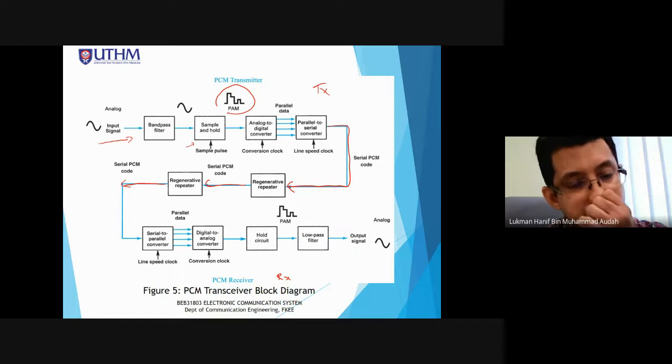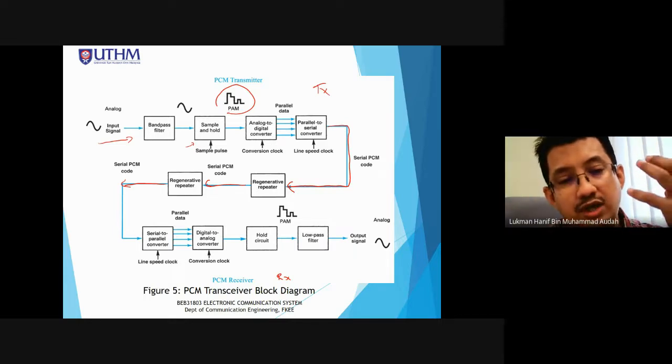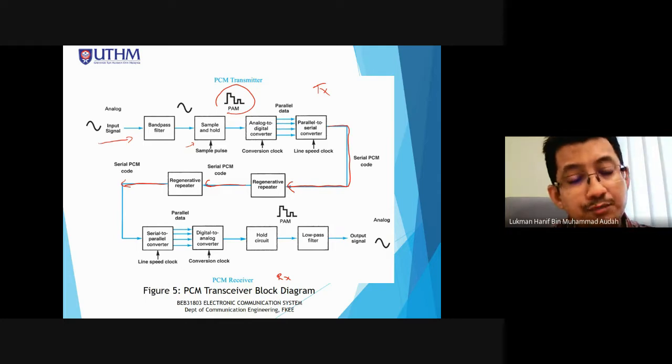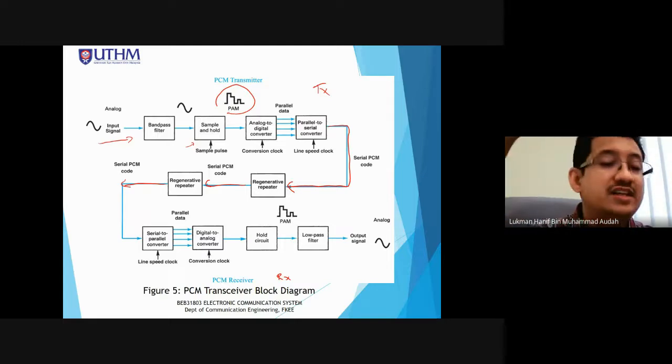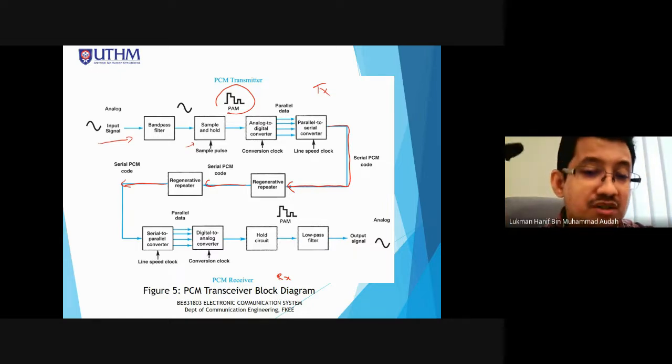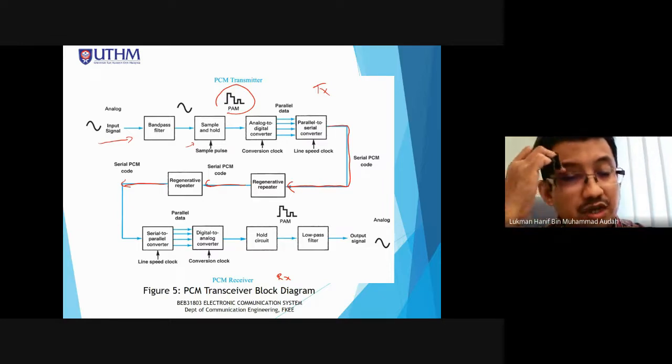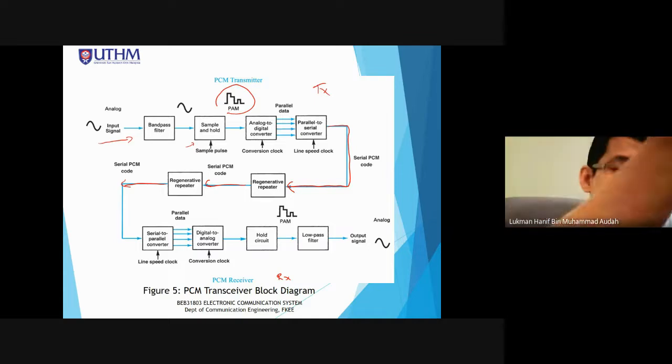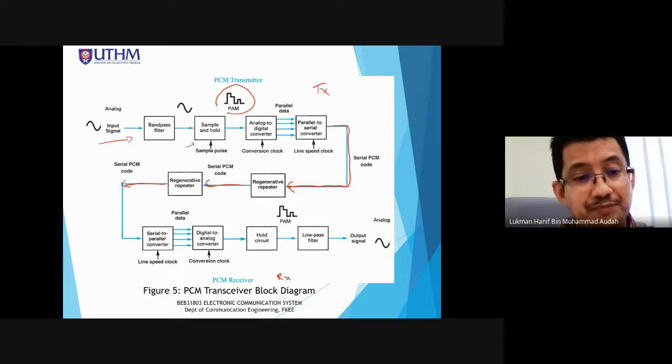Okay, so this is one of the good thing about digital signal, that we can regenerate. Kita boleh hidupkan semula signal tersebut. Berbeza dengan amplifier, amplifier is that we just increase the amplitude. Okay, amplifier is not regenerative, it's only increase the amplitude. But this one, repeater, we regenerate the signal. Okay, so we can transmit at much longer distance with a good quality.